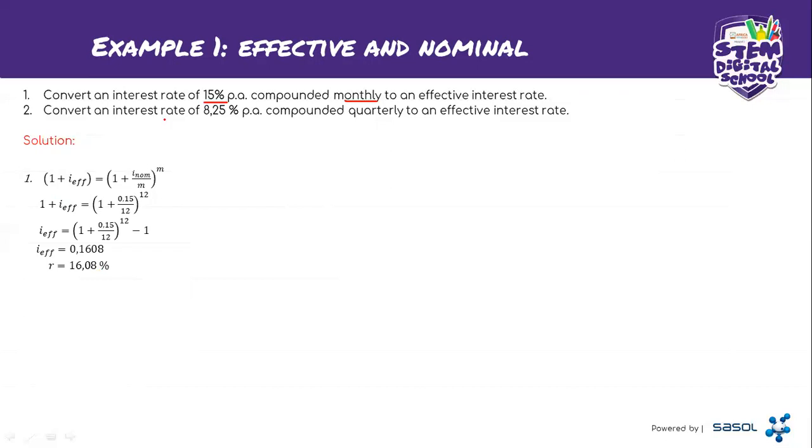Number 2, convert the interest rate of this, compounded quarterly, to an effective interest rate. You write the correct formula, you substitute there. Of course, compounded quarterly, we said 4, so hence we have 4 and 4 there. And then you transpose 1 that side, and then you have this, then you multiply by 100, and our interest rate now is 8.51%.